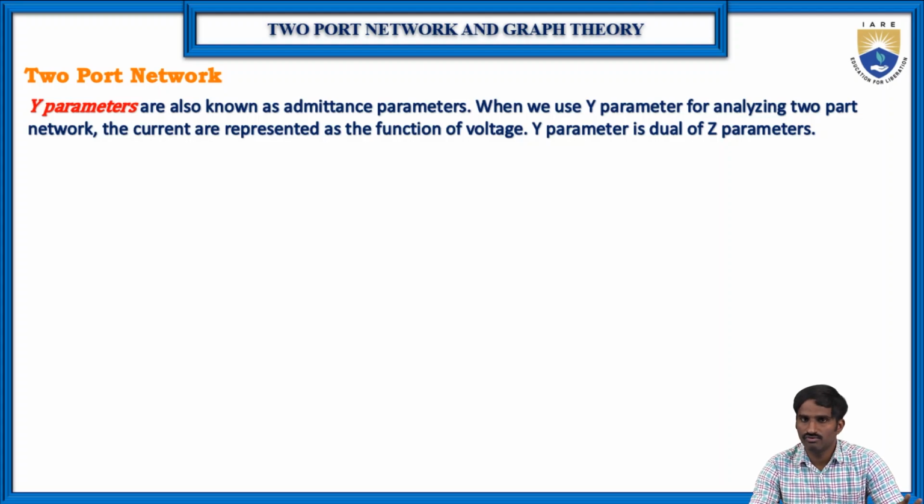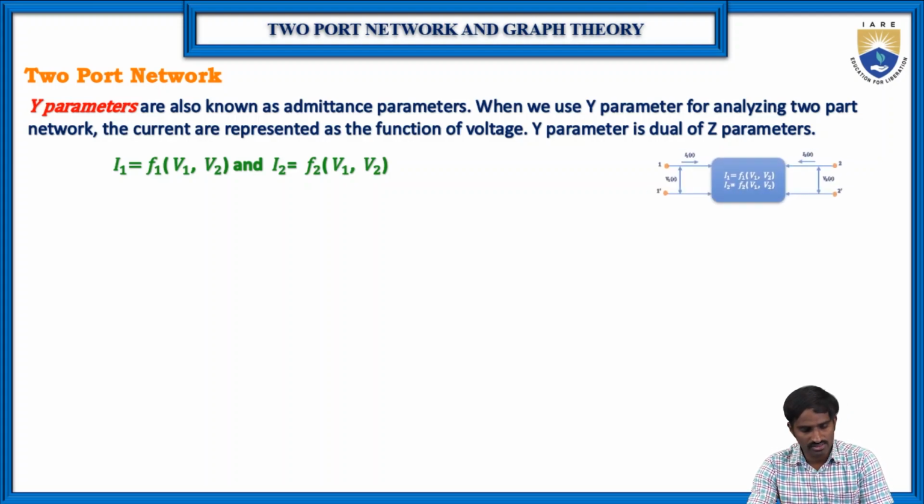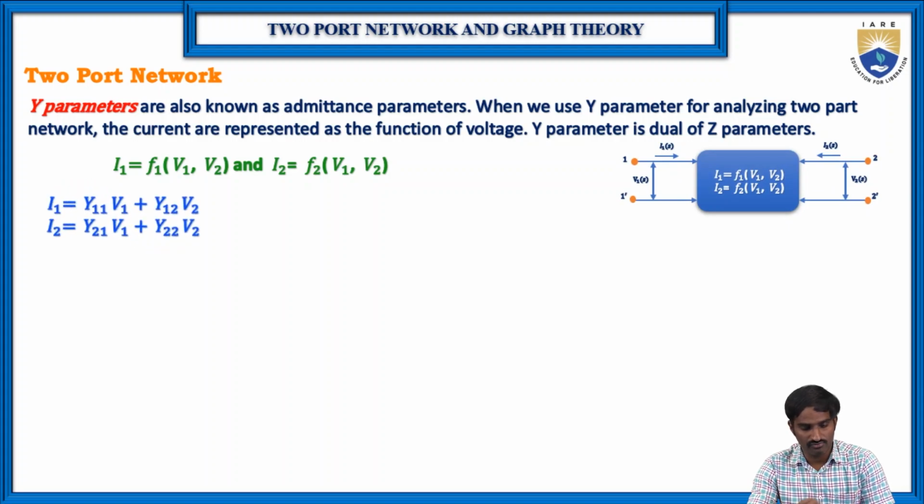So similarly here, we will consider one of the ports to be short-circuited. By making the short circuit, we find the parameters, which are the Y parameters. The Z parameters have voltages as functions of the currents, but here it is exactly reversed: the currents are functions of the voltages. Which means I1 is a function of V1 and V2, and I2 is also a function of V1 and V2. So now let us write the Y parameter equations.